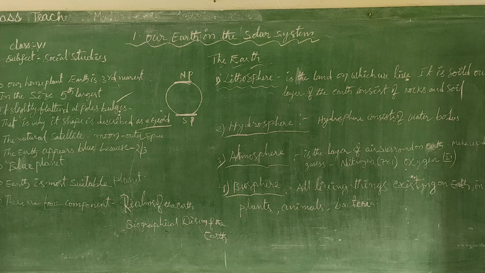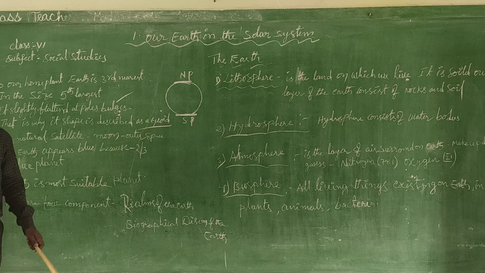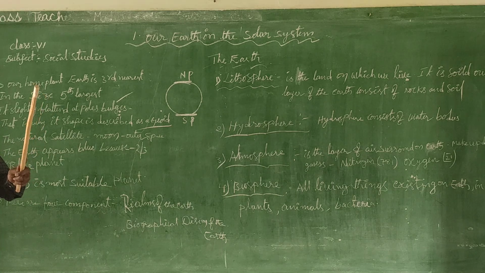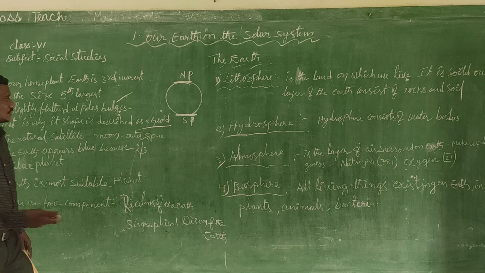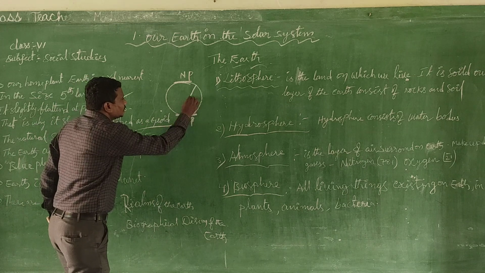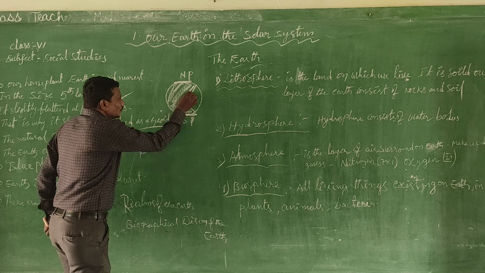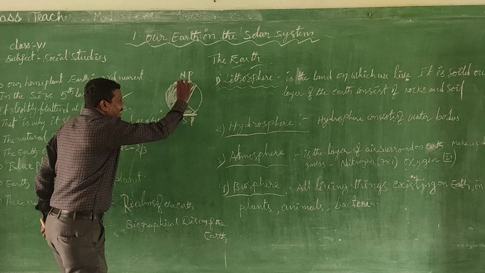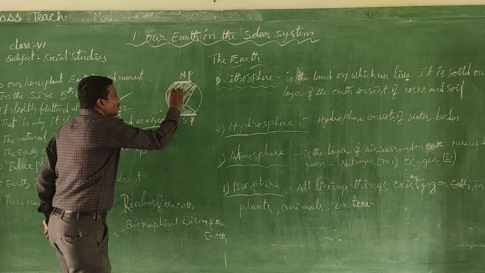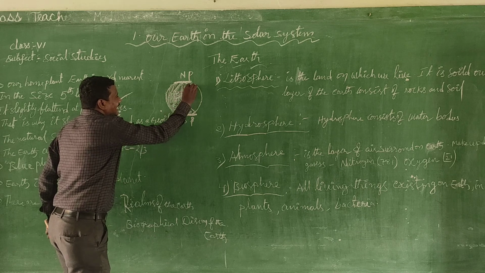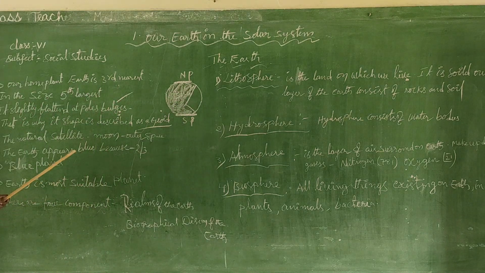The Earth appears blue because 2/3 of the Earth's surface is covered by water. You see, children, 2/3 of the Earth's surface is covered by water. So that's why the Earth is also called the blue planet. Yes, 2/3 of the Earth's surface is covered by water. That's why the Earth is also called a blue planet.